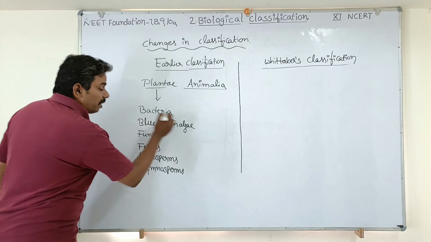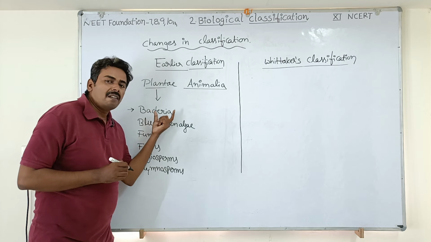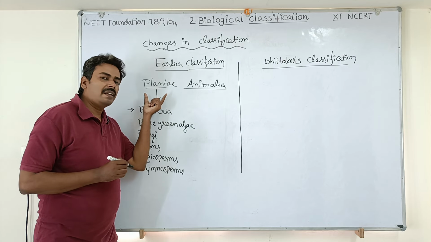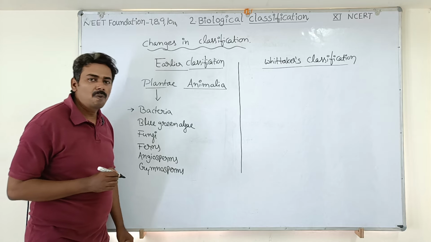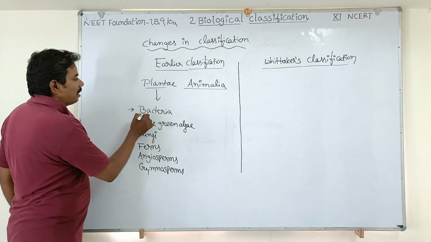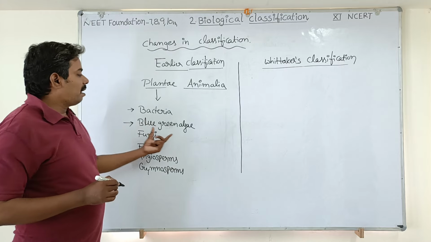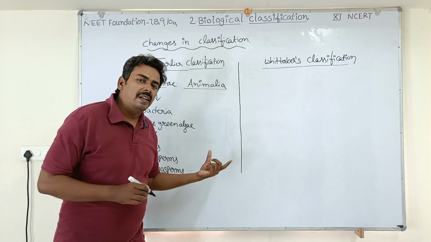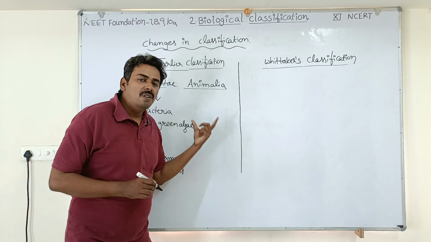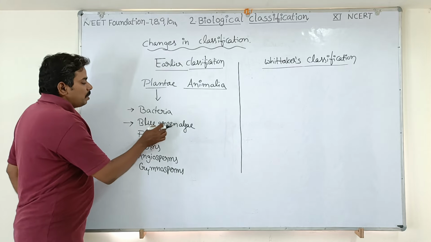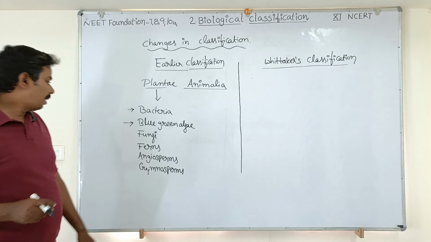Look here, bacteria, even though they are not plants, were placed under kingdom Plantae. Why? What is the reason? Because bacteria have a cell wall. So that is the reason bacteria were placed in the plant kingdom. And blue-green algae, what are these? These are nothing but cyanobacteria. They are also one kind of bacteria which are capable of carrying out photosynthesis. Even these have a cell wall. That's why they were included under the plant kingdom.